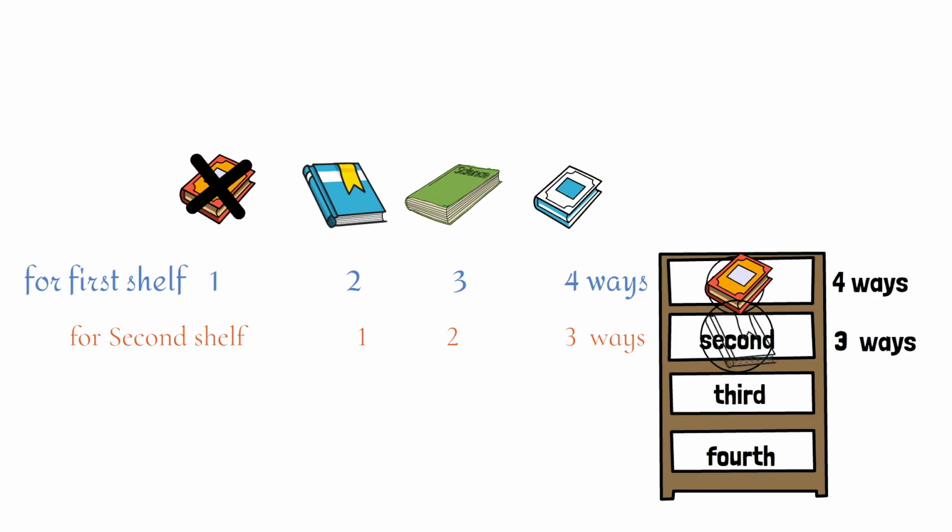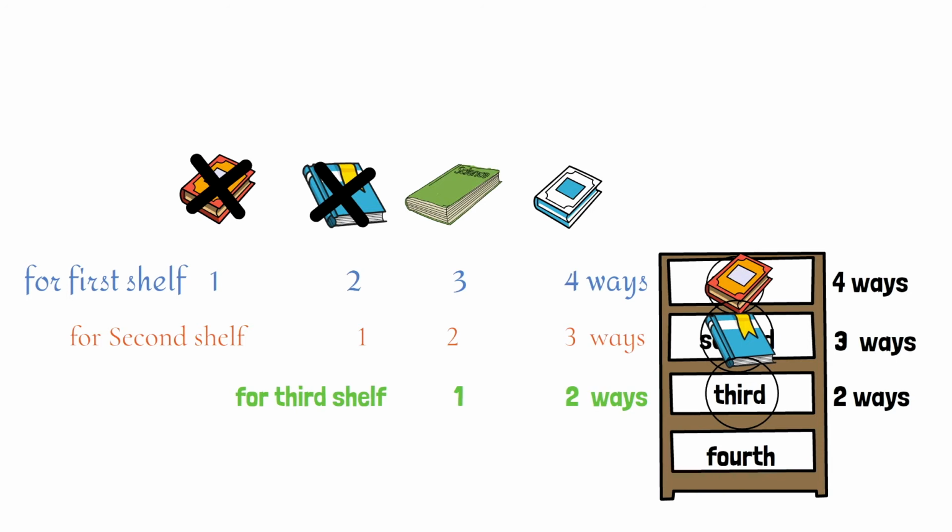Let's assume a blue book is placed on the second shelf. So the third shelf can be filled in 2 ways, as we have only 2 books. So for the third shelf, it's 1 and 2 ways. It can be green or white. So 2 ways.